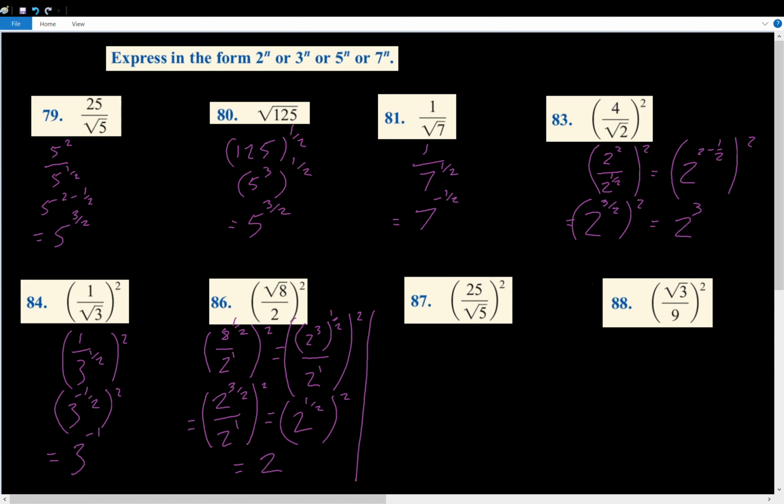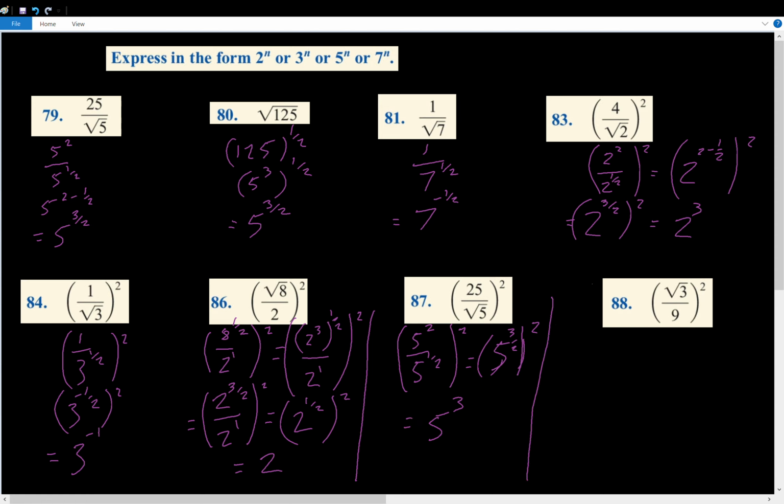For 87, we're going to change the top of our fraction to be 5 squared, and the bottom of our fraction to be 5 to the power of a half, and that's all in a bracket to be squared. If we apply our division rule inside the brackets, we have 5 to the power of 2 minus a half, so it's going to be 5 to the power of 3 halves, and that's all inside a bracket that's being squared. And if we apply the power to a power rule, we just end up with 5 cubed.